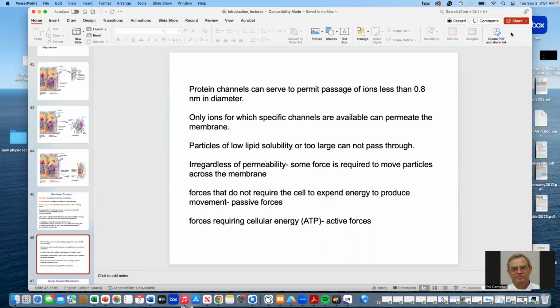All right? Now, wait a minute. What if I want to concentrate something either inside the cell or outside the cell? That means I'm moving against its concentration gradient. So in order to do that, I have to expend energy. In the body, that means I have to expend ATP.